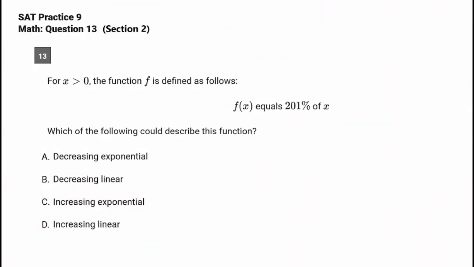We're on SAT Practice Test 9, Math Section 2, Question 13. What's the level of difficulty? It's hard. You got x is bigger than 0. The function f is defined as follows. f of x is equal to 201% of x. Which of the following could describe this function?